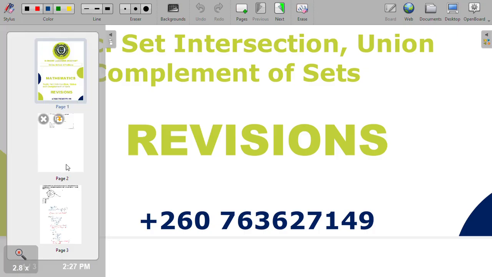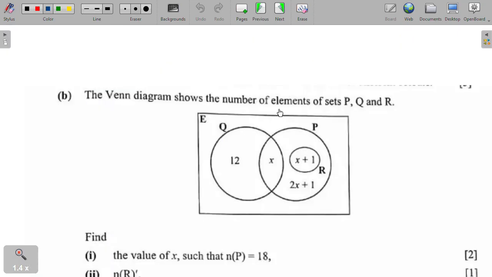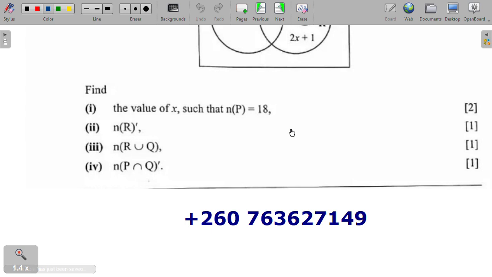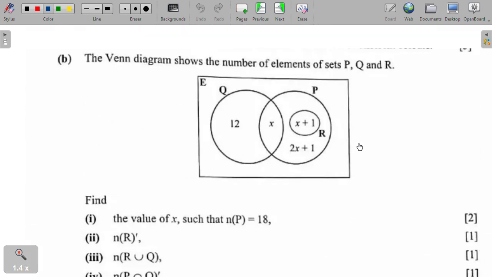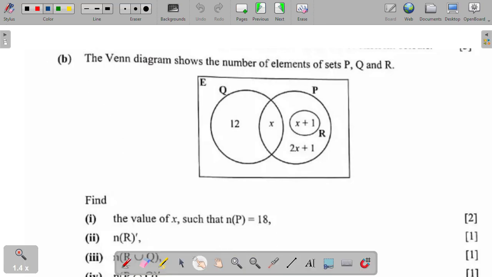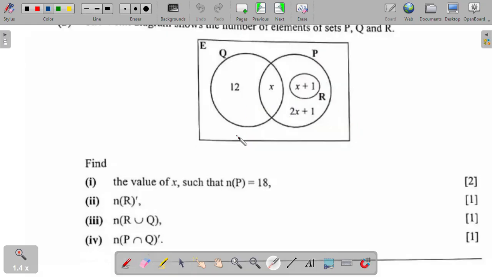The question is here, as you can see. I'll read the question quickly and then we'll begin to solve it. By the way, it's coming from the 2024 GCE question paper 2. The Venn diagram shows the number of elements of sets P, Q, and R. So this is the Venn diagram.